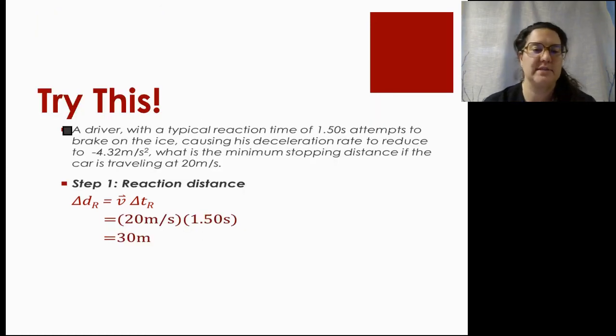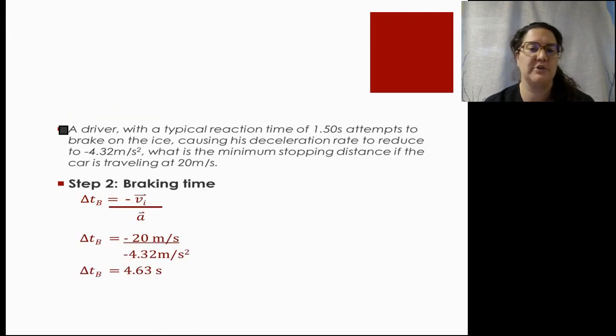So our reaction distance will be our initial velocity at 20 meters per second, multiplied by 1.50 seconds, giving us a total reaction distance of 30 meters. Much shorter than when the vehicle is traveling faster. Our braking time, we're going to take our final velocity minus our initial velocity, so 0 minus 20, and divide that by our deceleration rate of negative 4.32 meters per second squared, giving us a total braking time of 4.63 seconds.